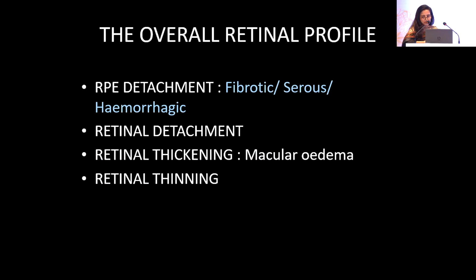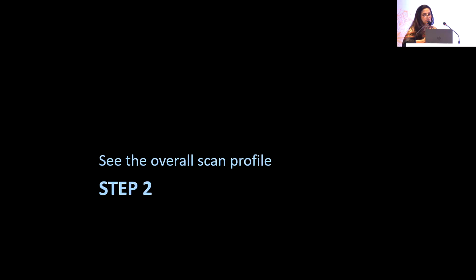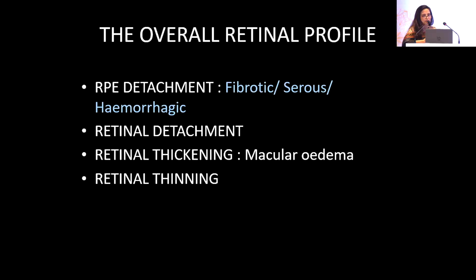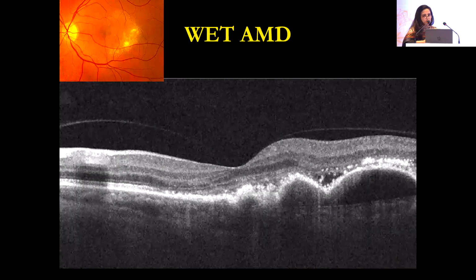After that, whenever you're seeing an OCT, you quickly see the overall scan profile. How is the retina? Is the retina detached? Is the pigment epithelium detached? Is the retina thick or is it thin? This is all what you see first.